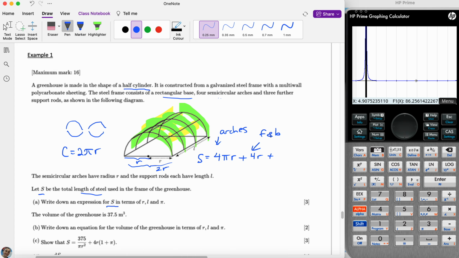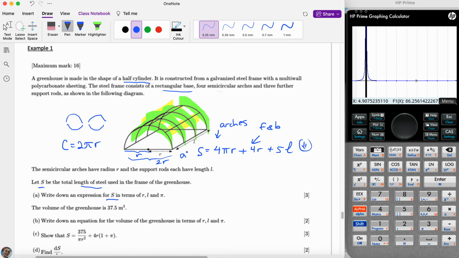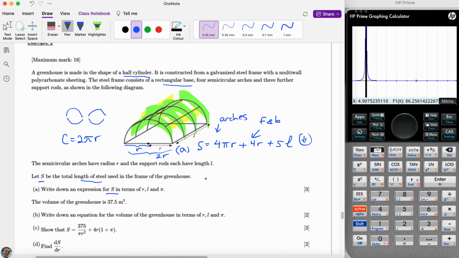And then the last thing we have is the L. So this is L, and this is L, and this is L: 1, 2, 3, 4, 5. So you have 5 L's altogether. Here's your formula. So that's part A. I'm just writing it up here because we're going to need some space.